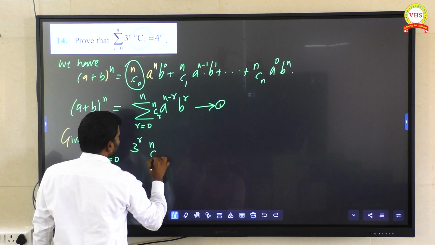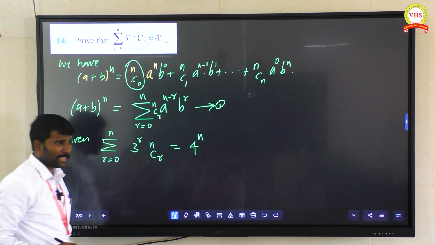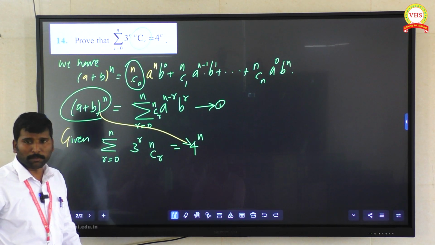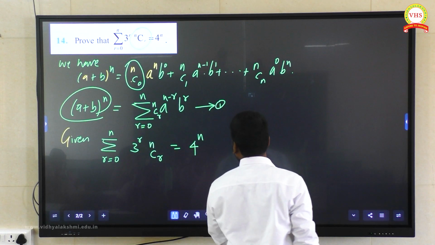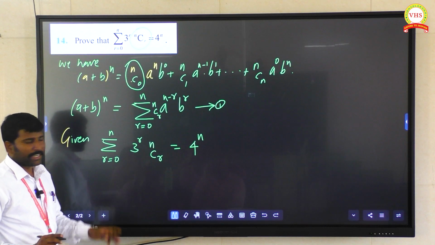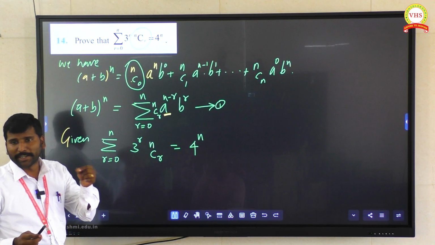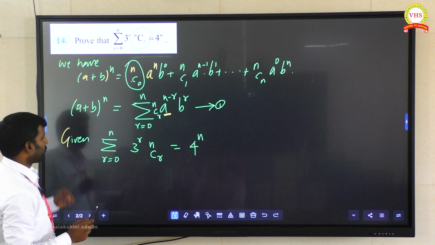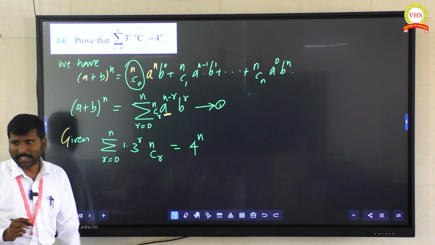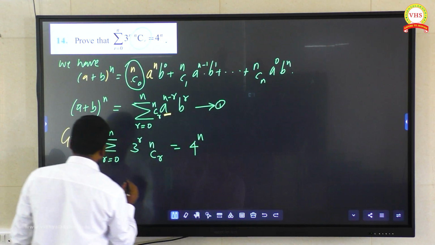So nCr is given, which is equal to 4 power n. It means (a plus b) whole power n equals 4 power n. Like that you have to understand here. Okay, shall we go now? Which is missing here? a power n minus 1 is missing. Nothing is there, so it can be 1. I'm going to consider it as 1.